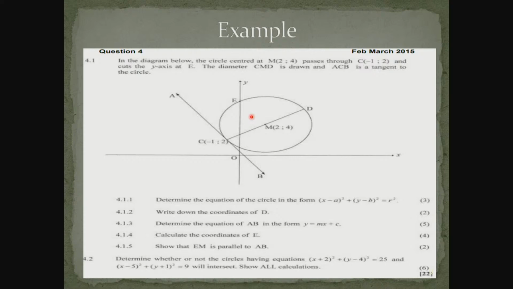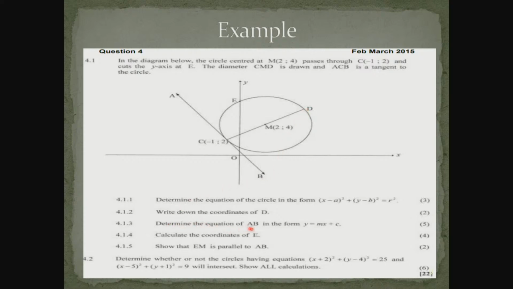Please, let's work it out that way. Then write down the coordinates of D. What is D? D is a point on the diameter. Since the diameter is twice the radius, this is your midpoint. Then you can use the midpoint formula to calculate the coordinates of D.